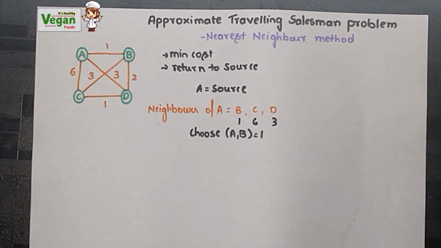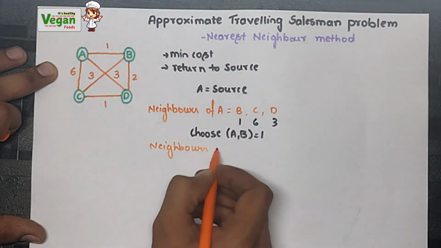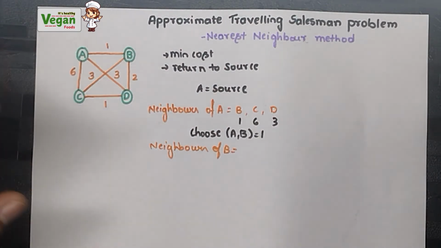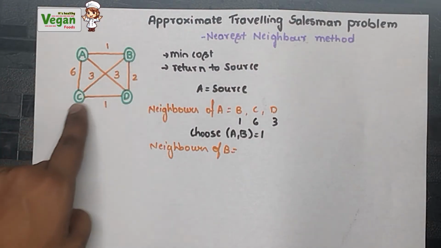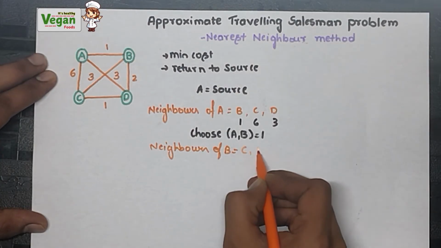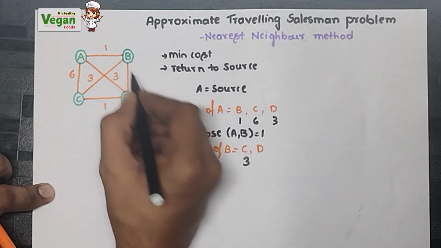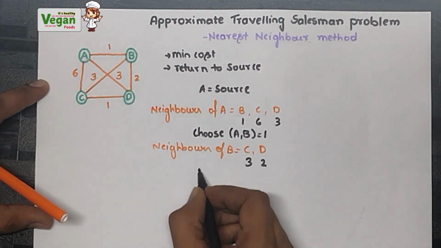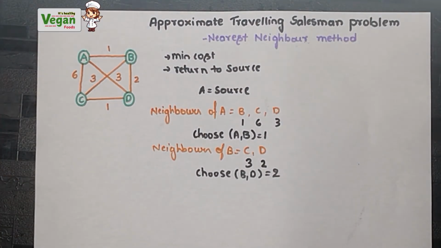Now we are stopping at B. We came from A and we stopped at B. Now let's see the neighbors of B. You can't go back to A because you have not traversed all the nodes or the cities. So from B you can go to C or D. What will be the cost? From B to C the cost is 3, and from B to D the cost is 2. So where is the minimum cost? B to D. So choose B to D with the cost of 2.